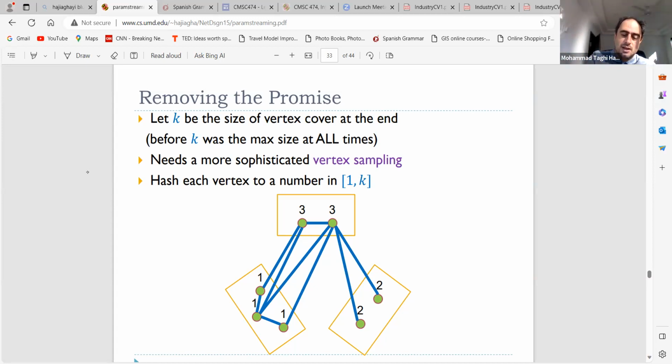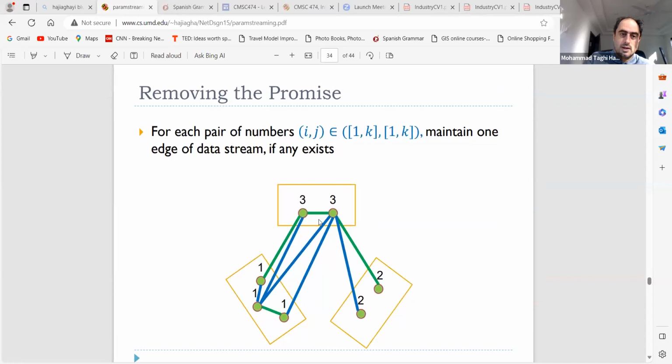So essentially, if you consider the whole graph, it would be something like this, the one that we are drawing here. But this is the whole graph. Each vertex essentially has some color from this hashing into 1 to k. Now, what do we do here? For each pair of numbers between 1 to k, so i can be between 1 to k and j can be between 1 to k, I have k to the 2 pairs. I maintain one edge of this data stream.